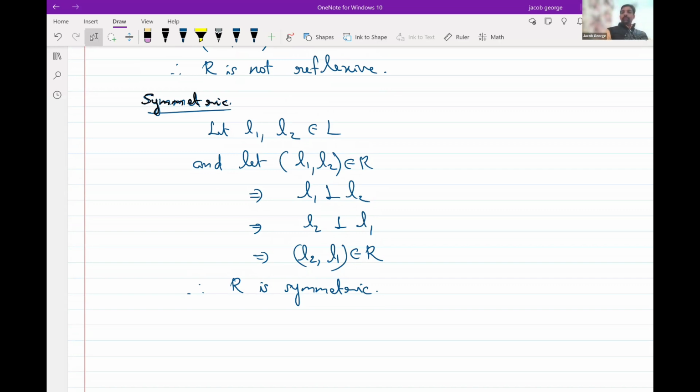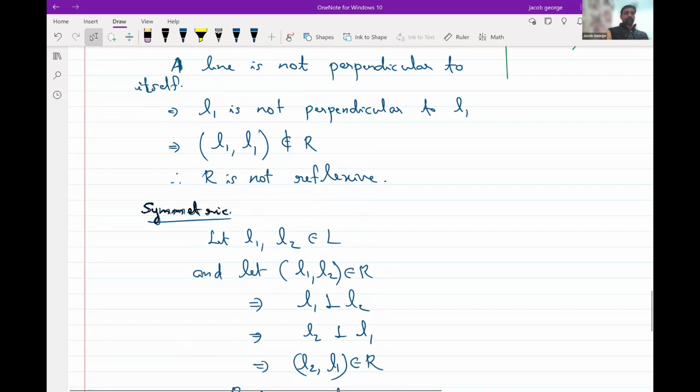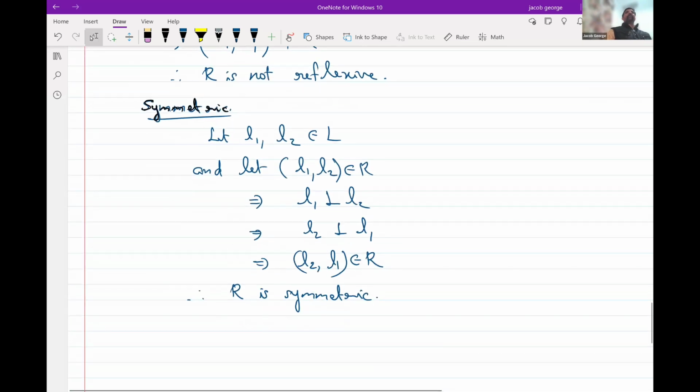Yes, from online, did you complete? All of you finish? Reflexive is done, symmetric is done. What is the third part to be proved? It is not transitive. You know the style of writing. How many elements are to be taken for transitivity? Three, L1, L2, L3, and two assumptions. What are the two assumptions? L1 comma L2 element of R and L2 comma L3 element of R. And we prove that L1 comma L3 is not an element of R.